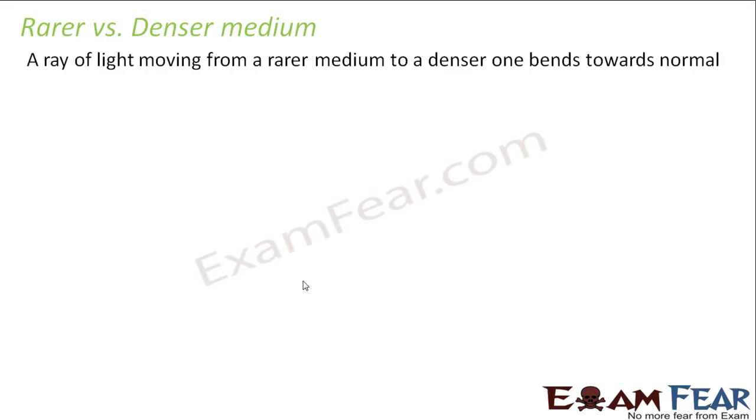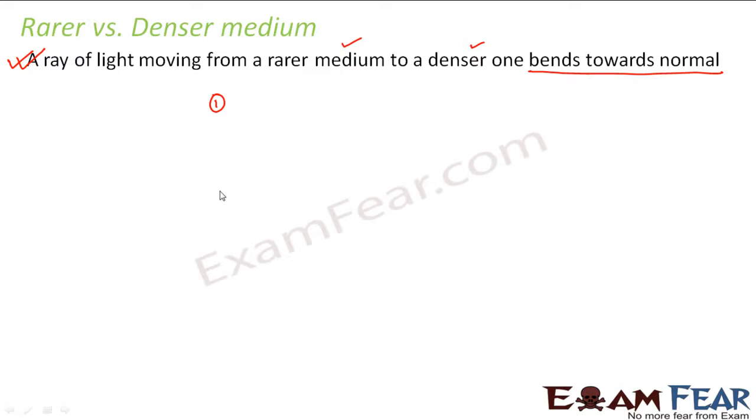It says that a ray of light moving from a rarer medium to a denser medium always bends towards the normal. Why is it so? This is a standard fact that a ray of light, when it moves from a rarer medium to a denser medium, will always bend towards the normal. Now let us see why is it so.